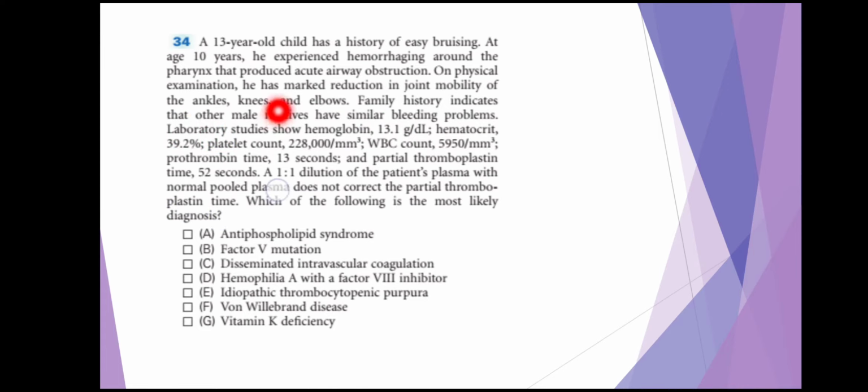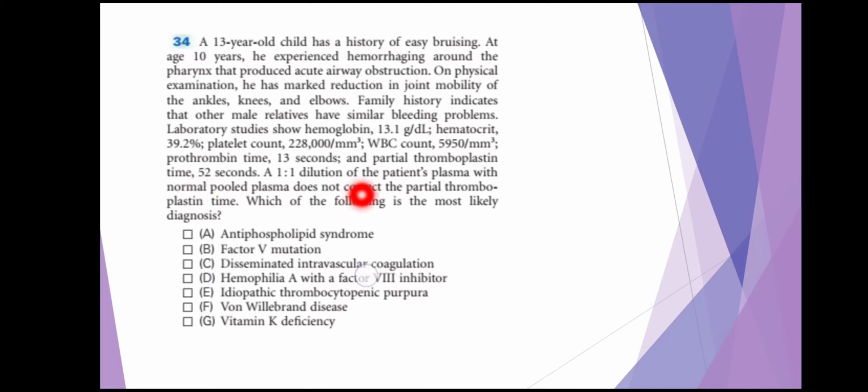So again they have emphasized the fact that the disease is affecting the males only. So there must be something which is X-linked. Laboratory studies show hemoglobin 13.1, hematocrit 39.2, platelet count is also normal, WBC count is also normal, PT is 13 seconds, again this is normal. Partial thromboplastin time is prolonged for 52 seconds.